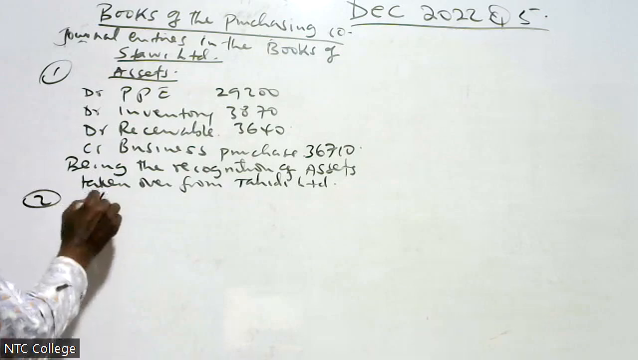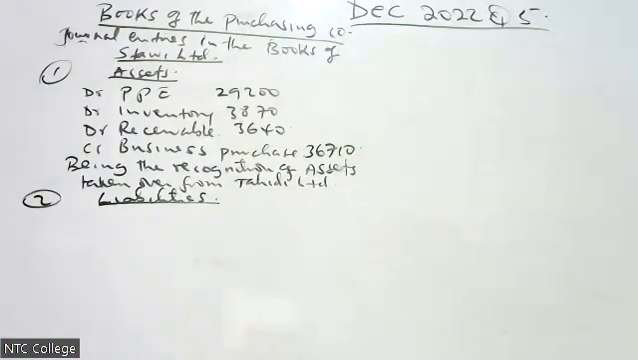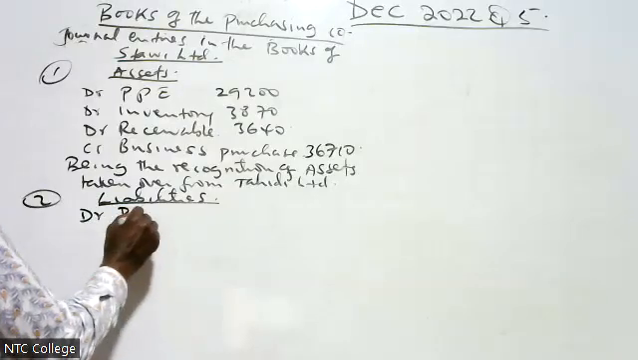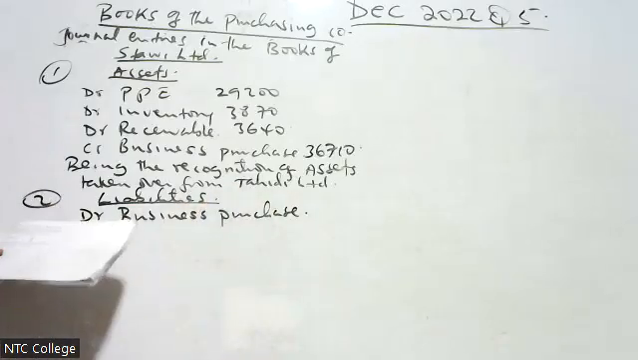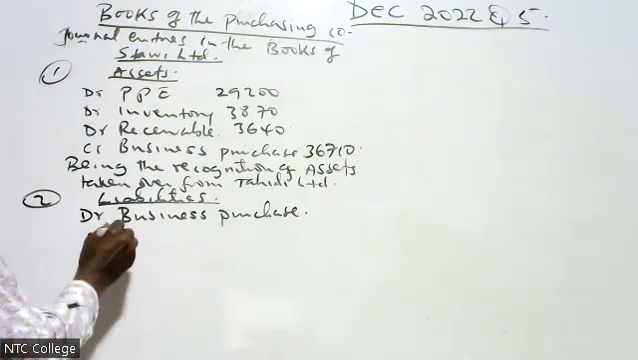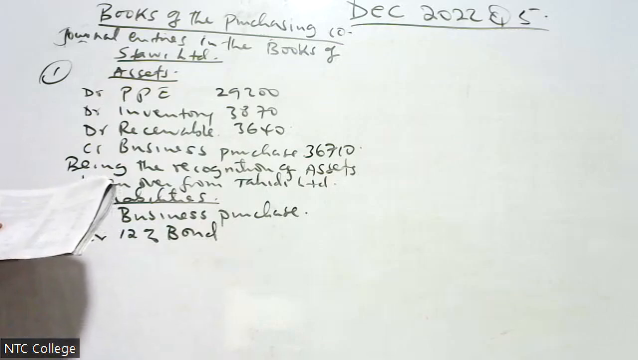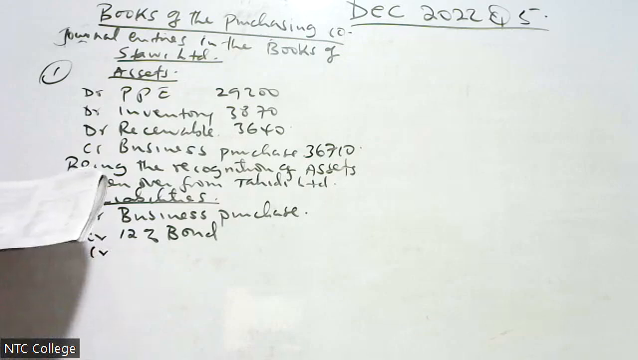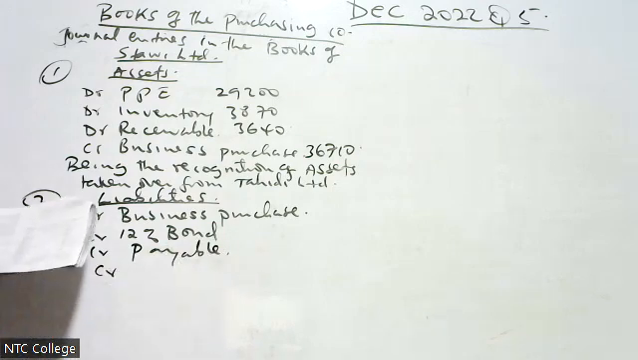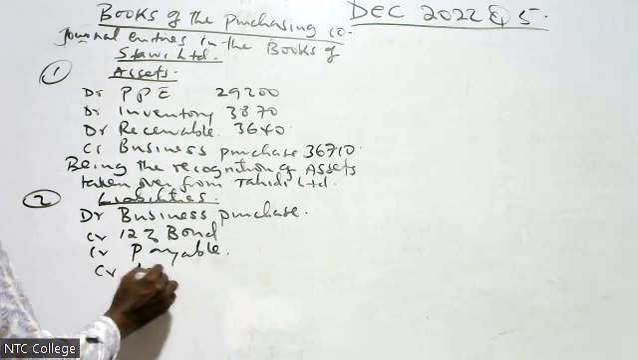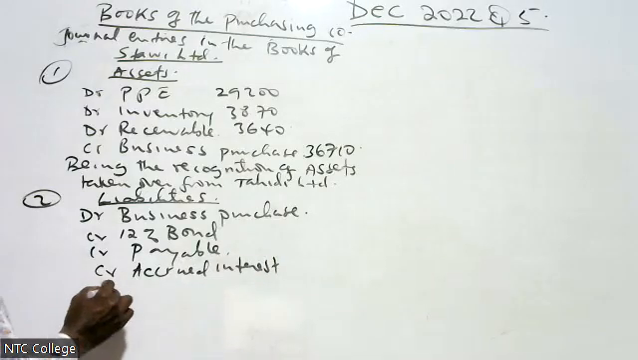Number 2, liabilities, we are assuming liabilities. With liabilities, you debit business purchase, then you credit liability, like we took over 12% bond, accounts payable, accrued interest, and bank overdraft.